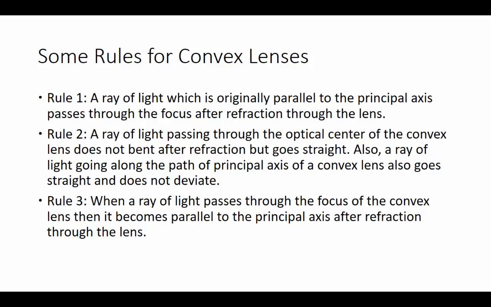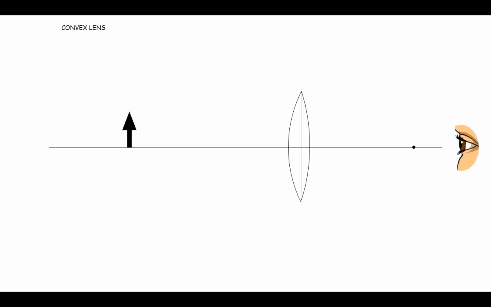So let's take a look at what this looks like. Again, I'm just going to use an arrow for my object. That's going to make it easier for us to follow these points. Notice that the eye is on the other side. It's not bouncing back like in a mirror, but it's actually going through the lens this time.